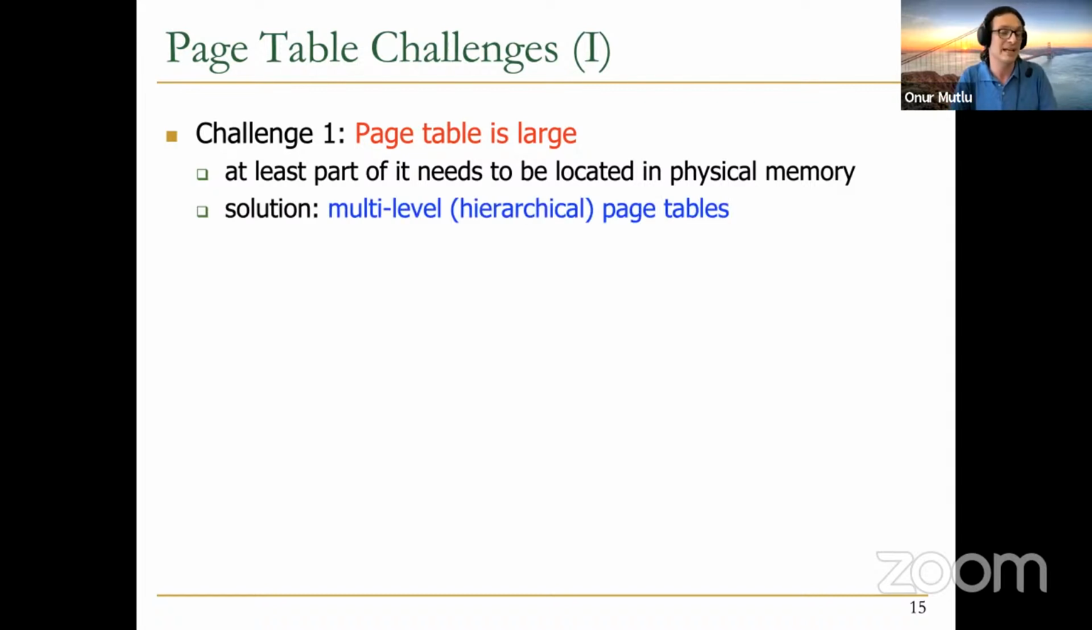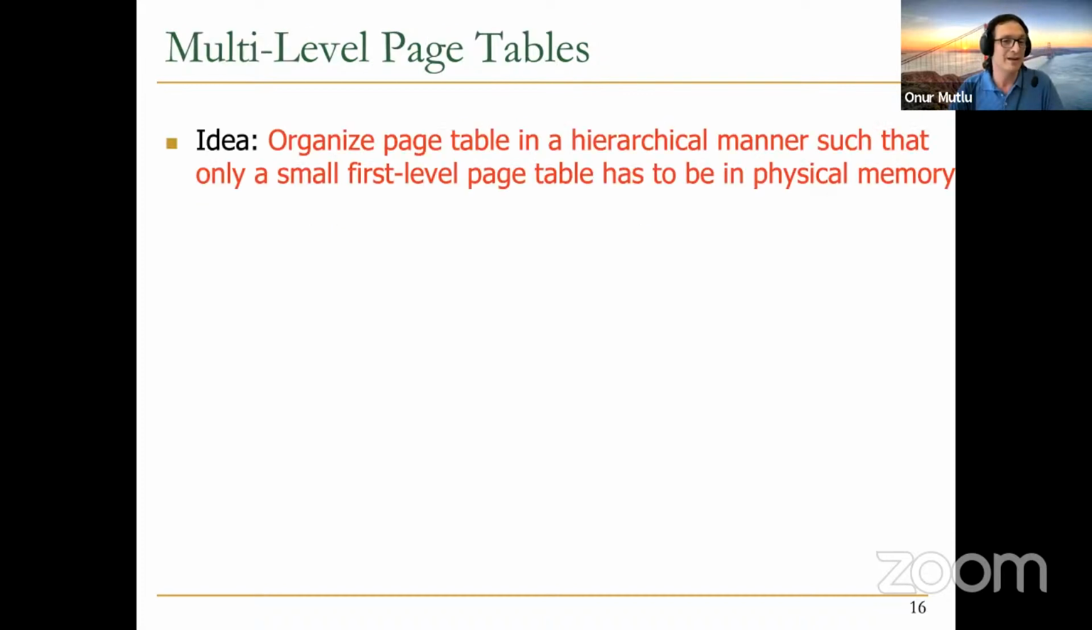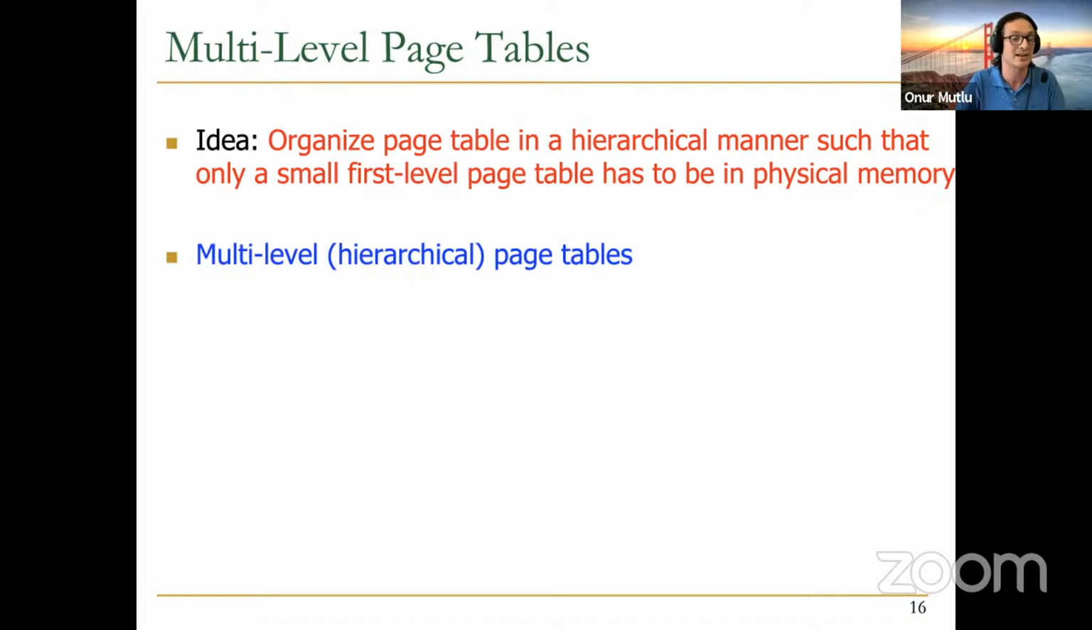Basically, people have developed the idea of multi-level or hierarchical page tables, where you organize the page table in a hierarchical manner such that only a small first-level page table has to be in physical memory, and all of the other page tables can be in virtual memory. And you go through the translation process to bring the page table into the physical memory before you can actually do the translation of the address that the processor generates, right? Now it's multi-level translation, as you can see, and it's fun to think about, but this is the idea of multi-level or hierarchical page tables.